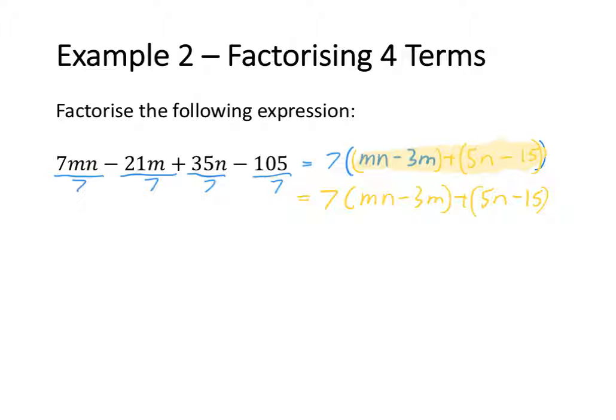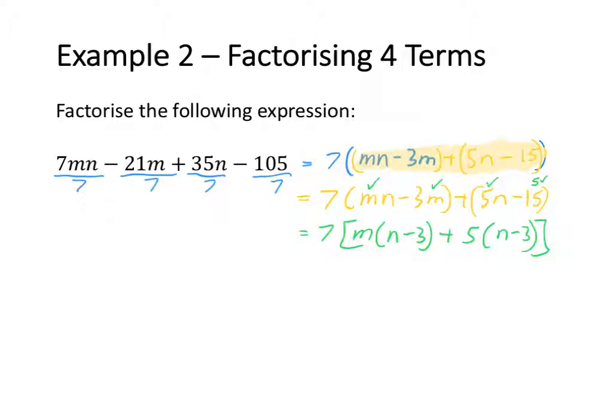Now my third step is to factorise each of those pairs that I have created, and to do that I want to make sure that I've got a common factor between each pair. So in my first pair I've got an m and an m. In the second pair I've got a 5 and then another factor of 5. So the third step is going to be to factorise each of those pairs. So mn minus 3m, common factor of m, and then n minus 3 inside the bracket, plus 5, and then n minus 3 inside the bracket.